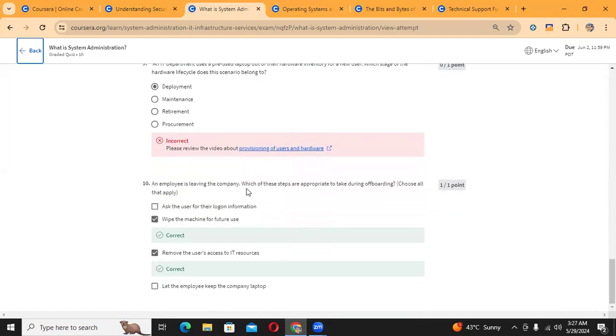An employee is leaving the company. Which of the two is offboarding? Wipe the machine for future use and remove the user's access. So if someone is leaving the job, you have to remove the user's access.